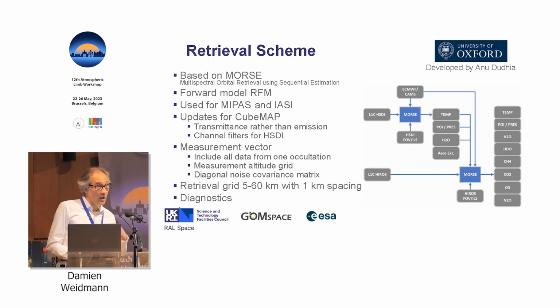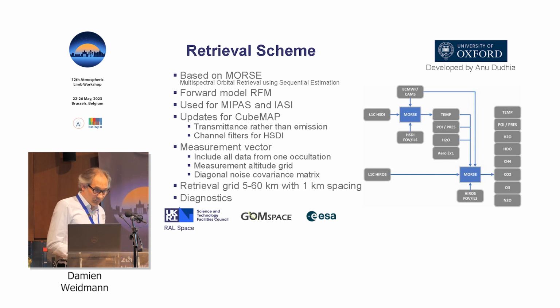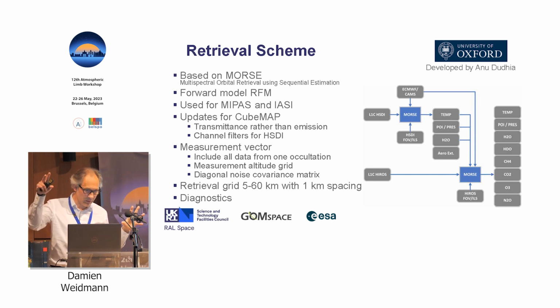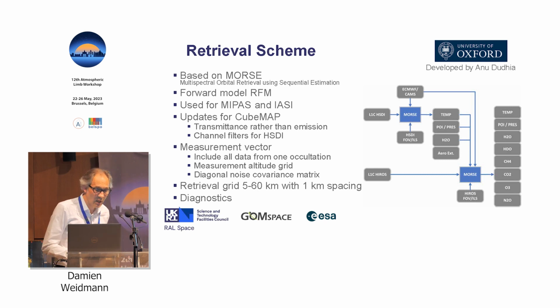And second, we have changed the code so that it can deal with broadband filters rather than fully resolved spectral information, to cope with the HSDI filter channels. So we will take all our measurement data, L1 level, on the measurement grid and map that into the retrieval space on a grid of 5 by 60 kilometers with a 1 kilometer vertical spacing, as well as all the diagnostics optimal estimation provides.